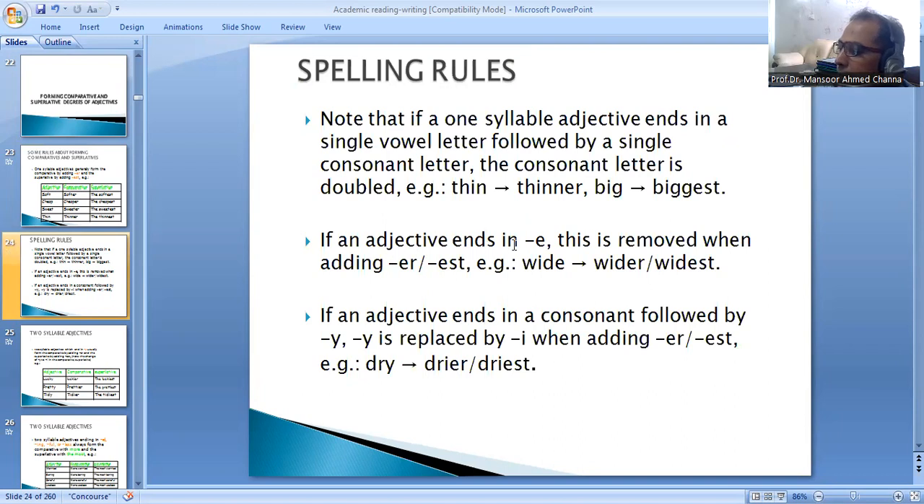If an adjective ends in E, this is removed when adding -er and -est. For example, wide, wider, widest. If an adjective ends in a consonant followed by Y, the Y is replaced by I when adding -er and -est. For example, dry, drier, you see D-R-I-E-R now, and driest, D-R-I-E-S-T, the superlative degree.